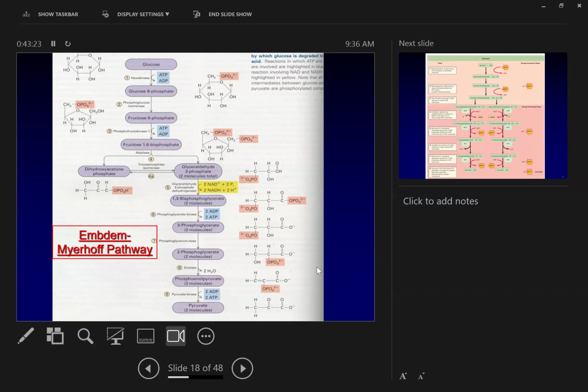I want you all to know what goes in, what comes out, how much ATP we make, that we're getting NADH, and I want you to know hexokinase and PFK. That's what I want you to know. Okay?